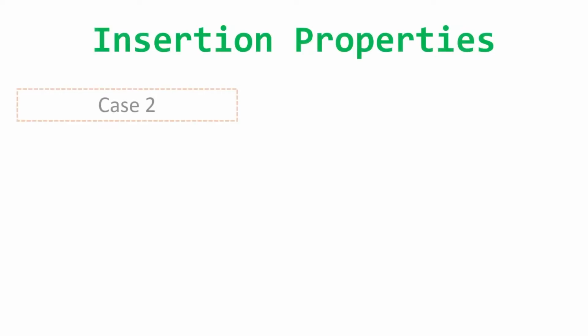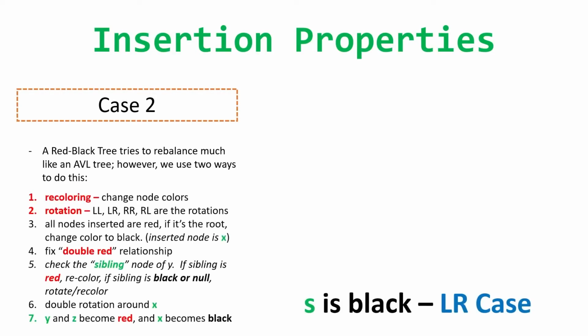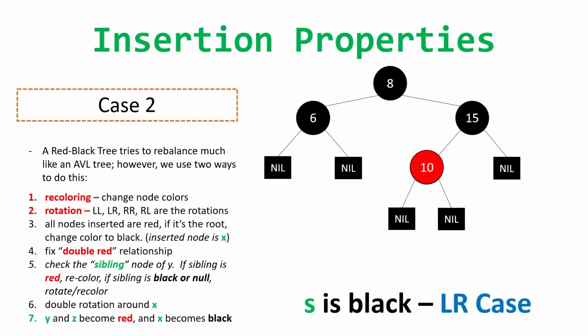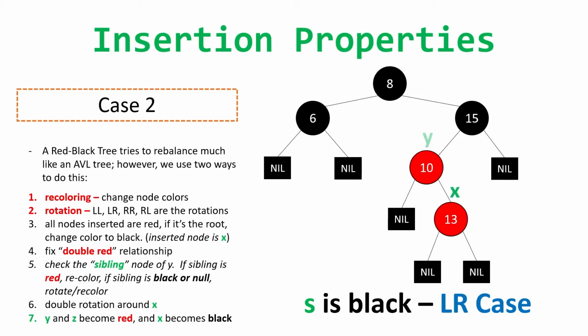Let's move on to the third subcase in case number 2. Let's take a look at this red-black tree. And this time, we're looking at the LR case. All right. Well, let's go ahead and insert 13. That is going to be the right child of 10, just like in a binary search tree insertion. All right. Now, this is another double red problem. We go ahead and label X, Y, Z, and S.